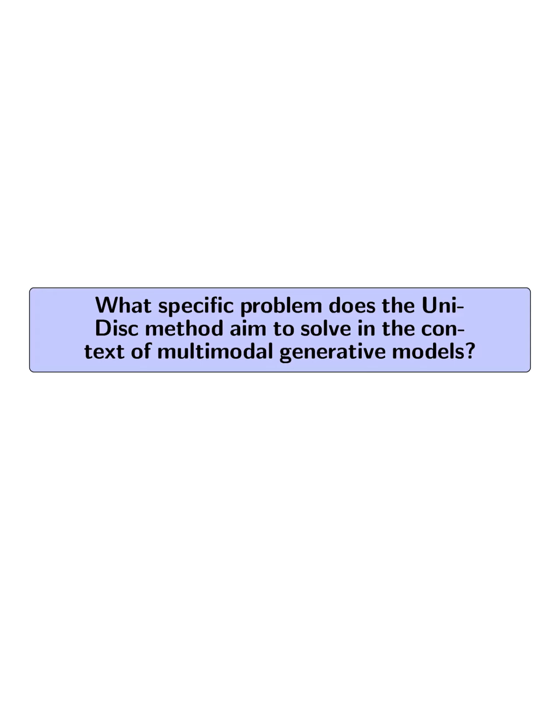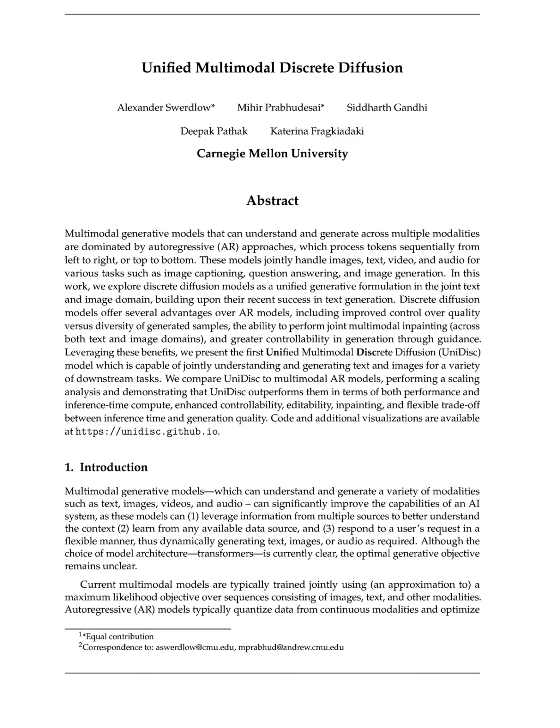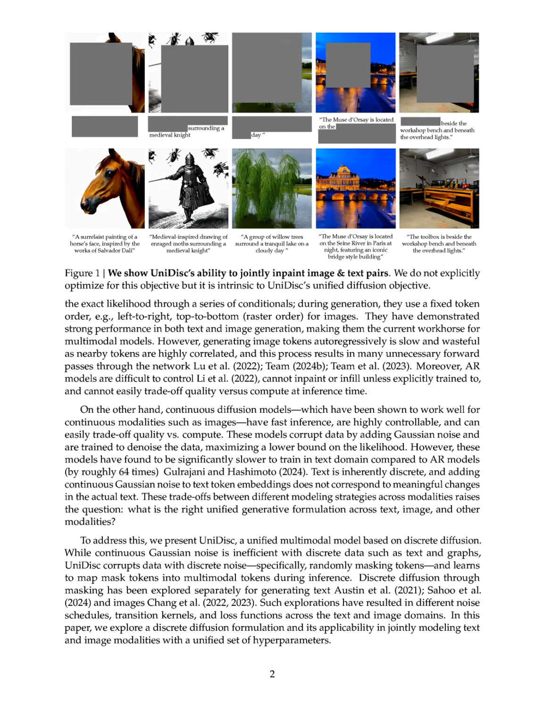What specific problem does the UniDisc method aim to solve in the context of multimodal generative models? The UniDisc method aims to address the inefficiencies and limitations of existing multimodal generative models, particularly those based on autoregressive (AR) architectures. Specifically, it seeks to unify the generation of text and images through a discrete diffusion approach, which allows for more efficient training and inference compared to AR models that struggle with high-dimensional data.